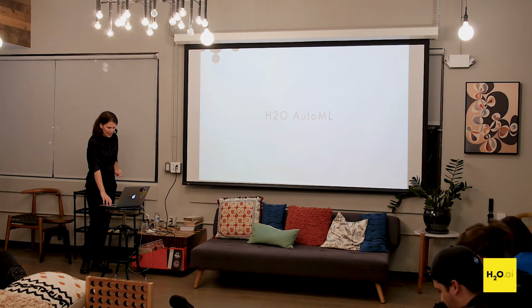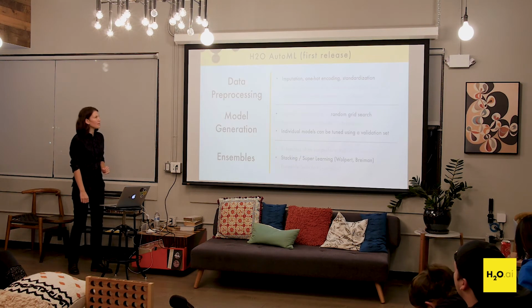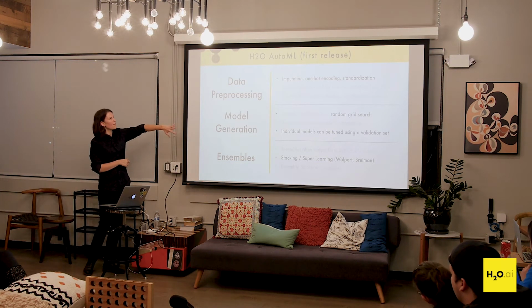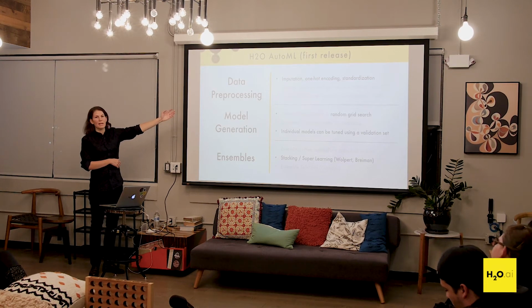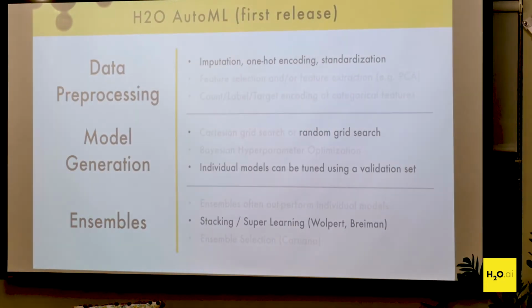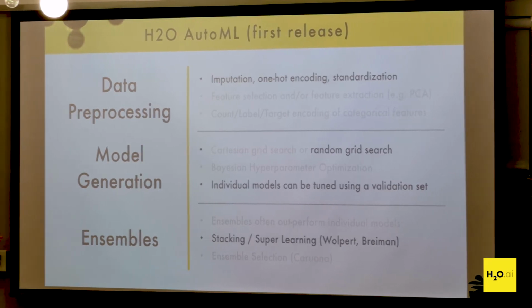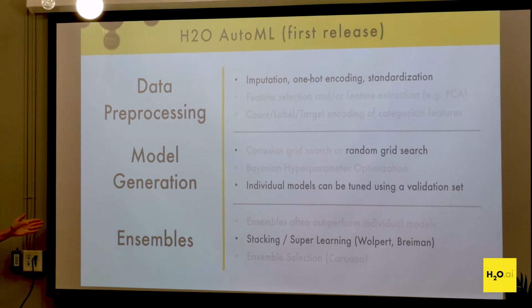Okay, so now that we've talked about all these other things, let's talk about what is AutoML. In H2O, this is the slide from before, but I've highlighted the things that make up H2O's AutoML. We do imputation, one-hot encoding, standardization in all the algorithms; it's not specific to AutoML. Then we do a random grid search over a bunch of different types of algorithms. Within each of those models, we also individually tune them using a validation set, so we do early stopping. And then we do stacking of the models at the end.